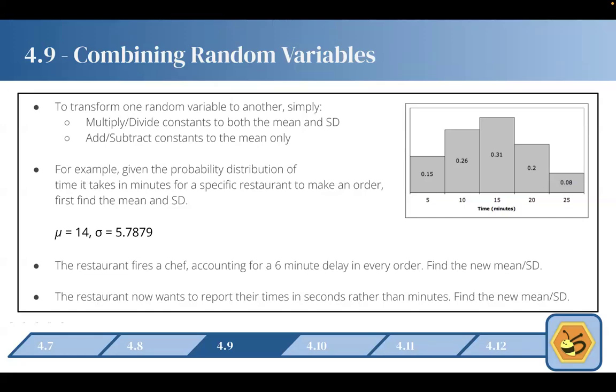So let's take a look at this next bullet point, which is this combining random variables idea. The restaurant fires a chef because the economy is bad, you know? And so this is now going to count for a 6-minute delay in every order. So we need to find the new mean and standard deviation.